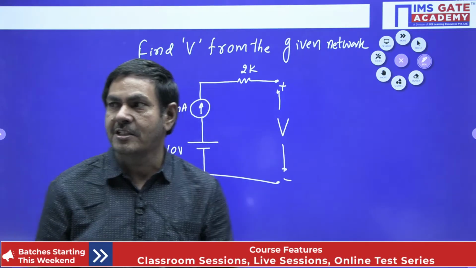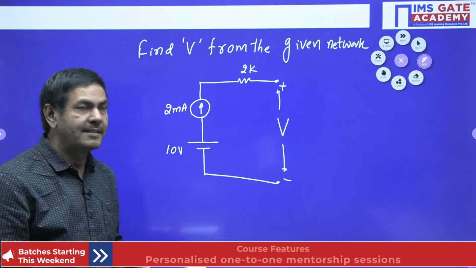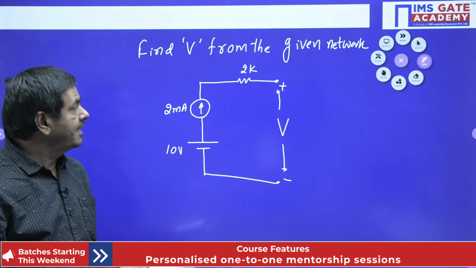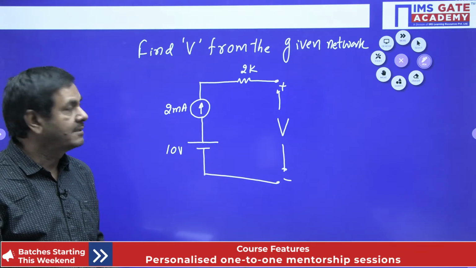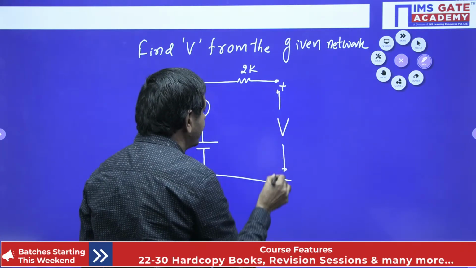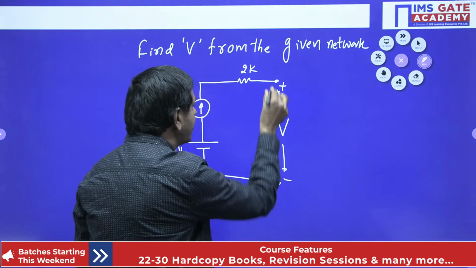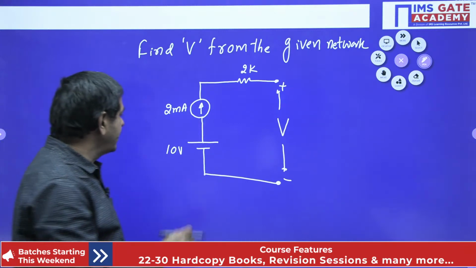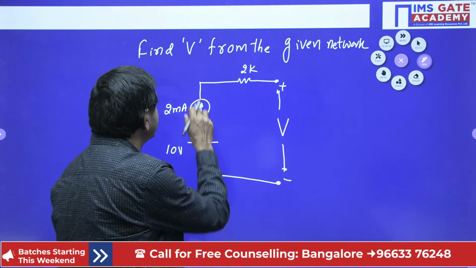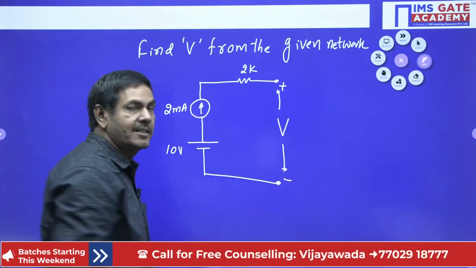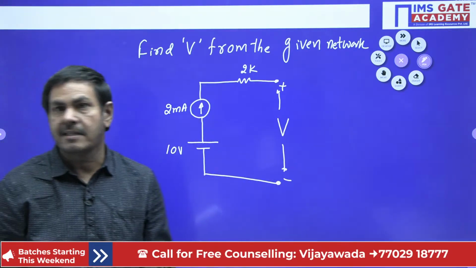What answer is mostly possible? The student should understand one point. In this network, is it an open circuit or not? Yes, it is an open circuit only. This open circuit voltage V is what I want. Many students will say the supply is connected at 10 volts, current is passing this side, some drop is possible, and they apply KVL and get some answer. That way it is not allowed.